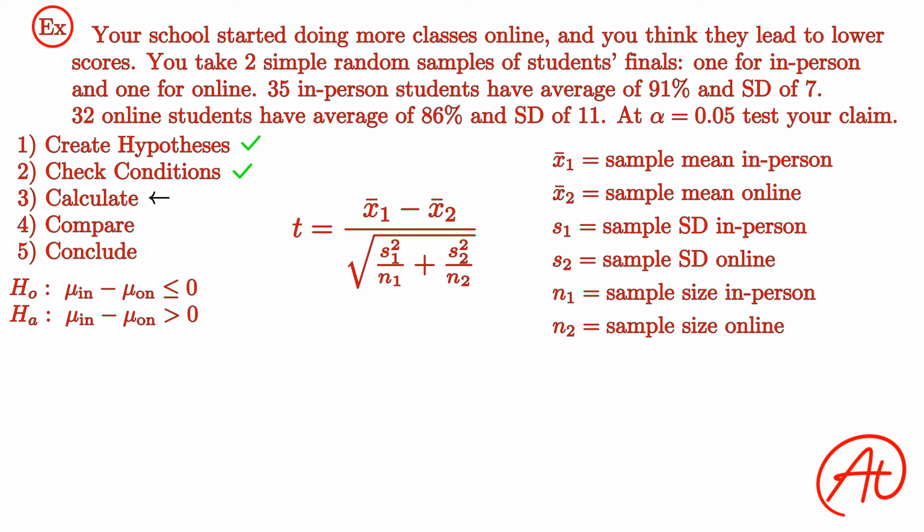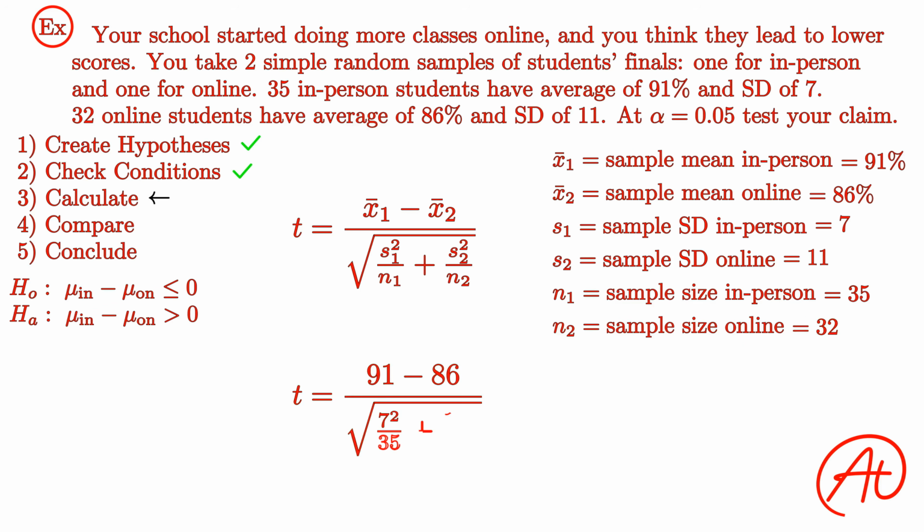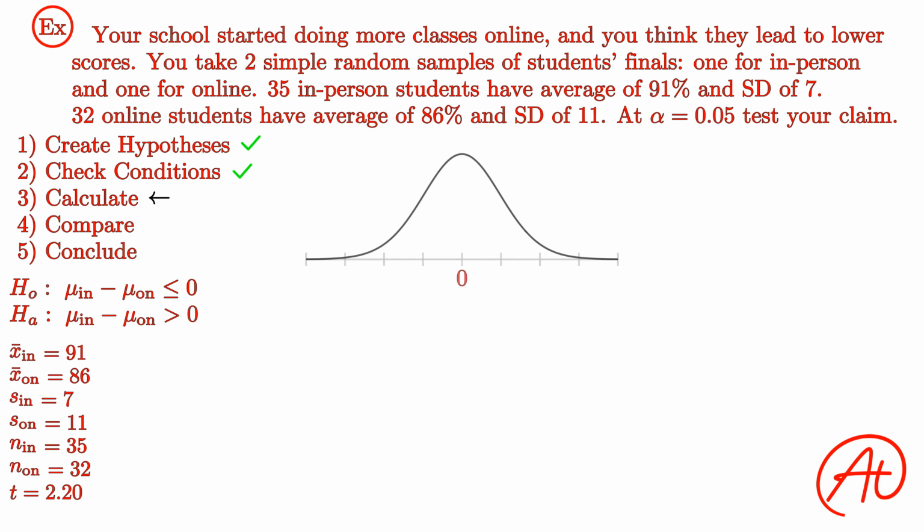Alright, now let's calculate these values for our problem. For our problem, we know that our sample mean for in-person students x1 bar is 91%. Our sample mean for online students x2 bar is 86%. Our in-person student sample standard deviation s1 is 7 percentage points. Our online student sample standard deviation s2 is 11 percentage points. n1 is 35 students and n2 is 32 students. Plugging this into a calculator, we get that t equals about 2.20. Now that we have all of this calculated, let's add all of this to our distribution.